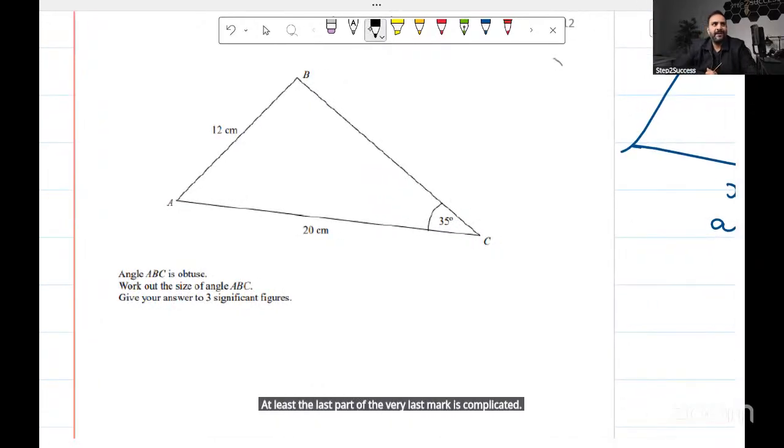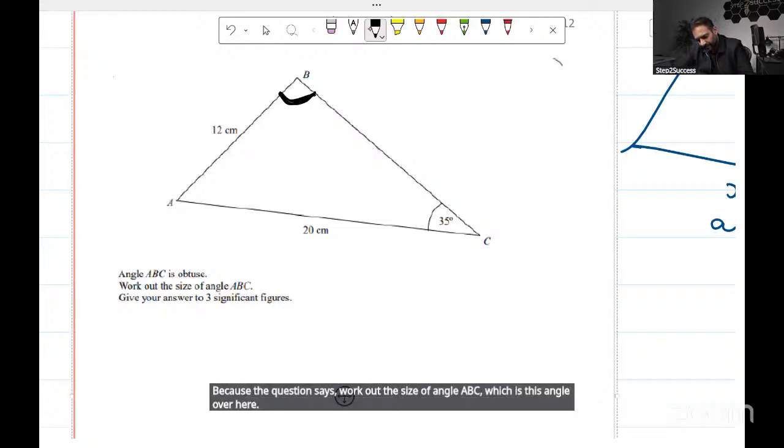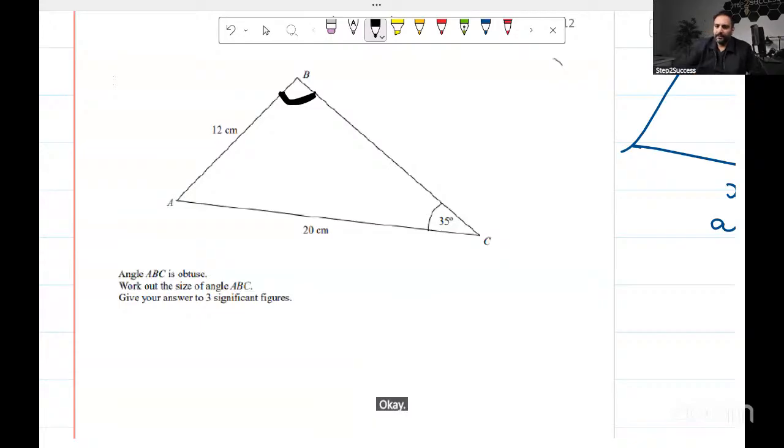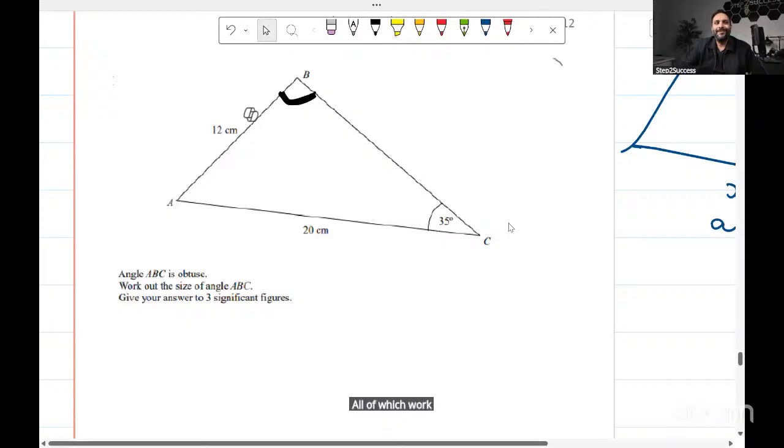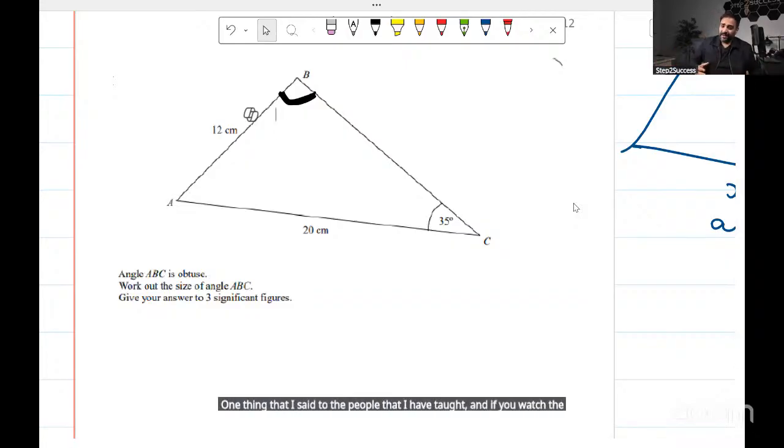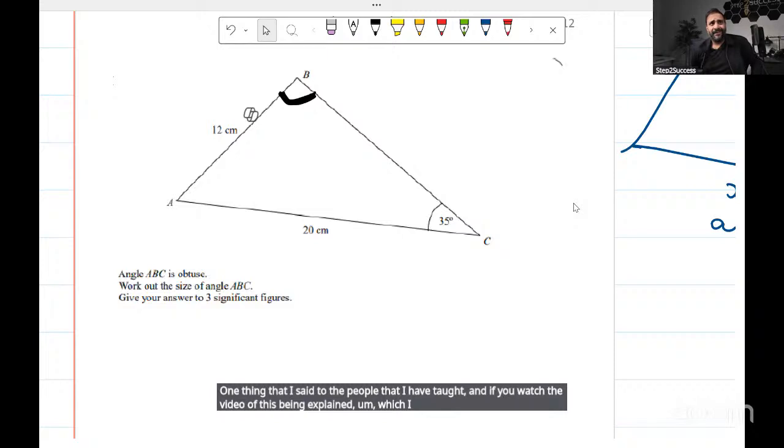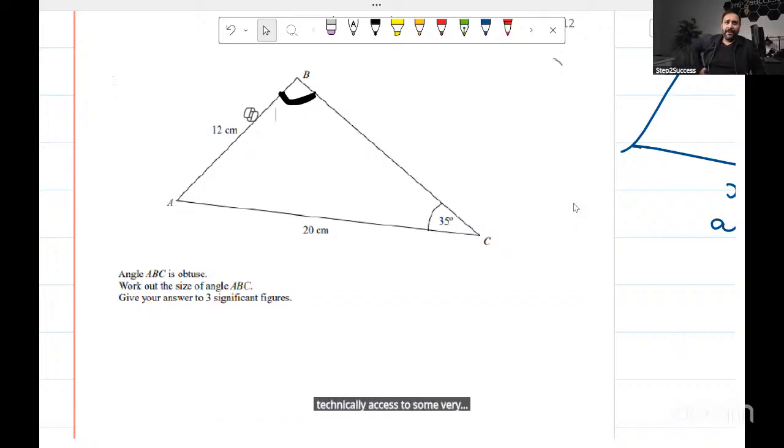The question says, work out the size of angle ABC, which is this angle over here. I'll show you how to do it, and then we can determine it. One thing I said to the people I have taught, and if you watch the video of this being explained, which I have done at some point in the past, and if you don't have access to these things, please contact us, because you all technically have access to some very good videos relating to these topics.